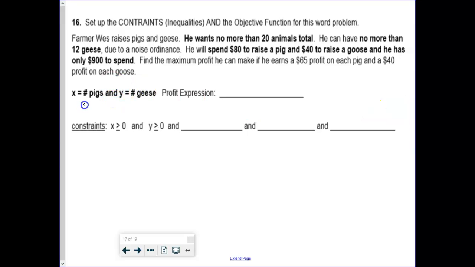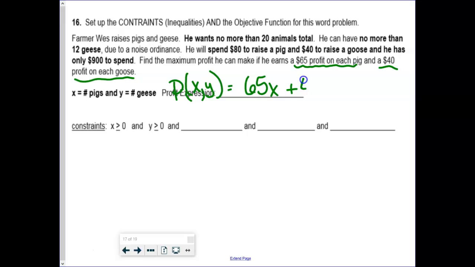They did tell you that x represents the number of pigs and y represents the number of geese. So let's stick to that. That way your teacher doesn't have to think real hard. Go find the profit information in this story problem. It's usually at the end. Do you see it? $65 on a pig and $40 on a goose. So technically you should be naming your profit function something. I like to name them P of x, y. You can call it F of x, y. You can technically name it whatever. But $65 for a pig plus, what did I say, $40 for a goose.